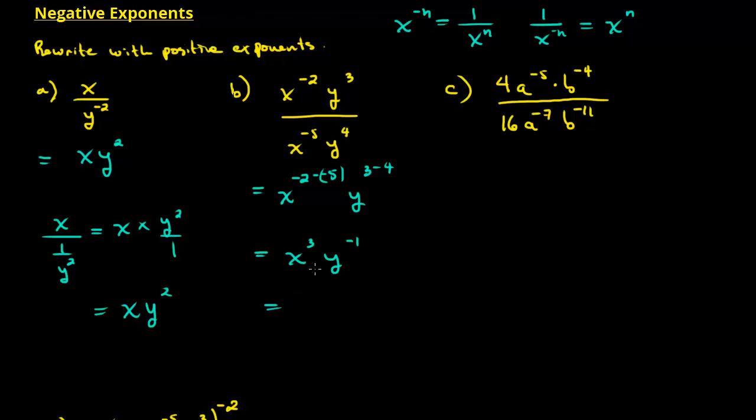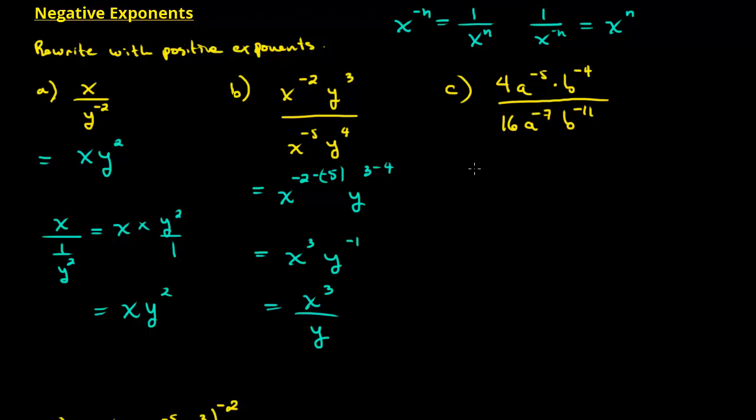Now I can change y to the power of negative 1 to a positive exponent by taking the reciprocal of y to the power of negative 1. So I've got x to the power of 3 over y, because 1 over y is the reciprocal of y to the power of negative 1. Or 1 over y is the reciprocal of y, sorry.